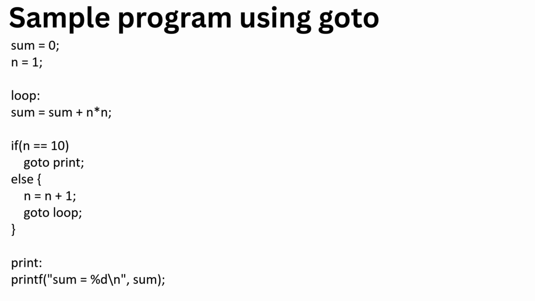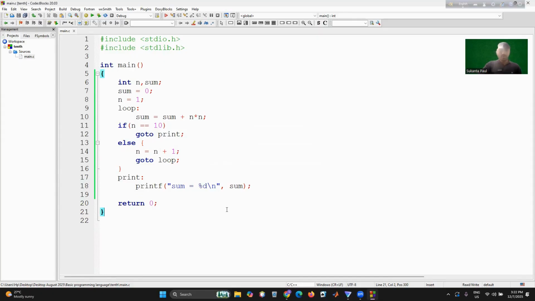So finally, when n reaches 10, we exit the loop and print the final value of sum. This program calculates the value of 1 square plus 2 square plus 3 square up to 10 square, which is actually equal to 385. Let's see the program in code blocks. You have to debug this program. We have written all of the code here and we need to debug it.